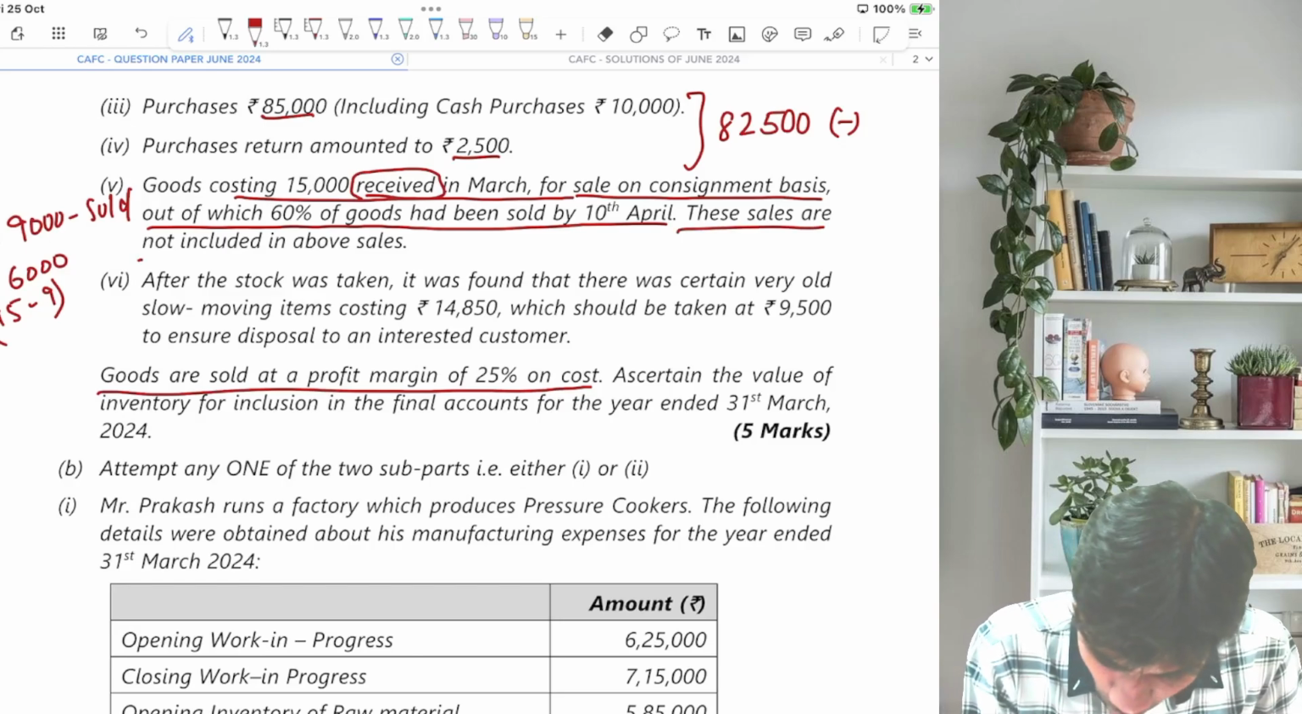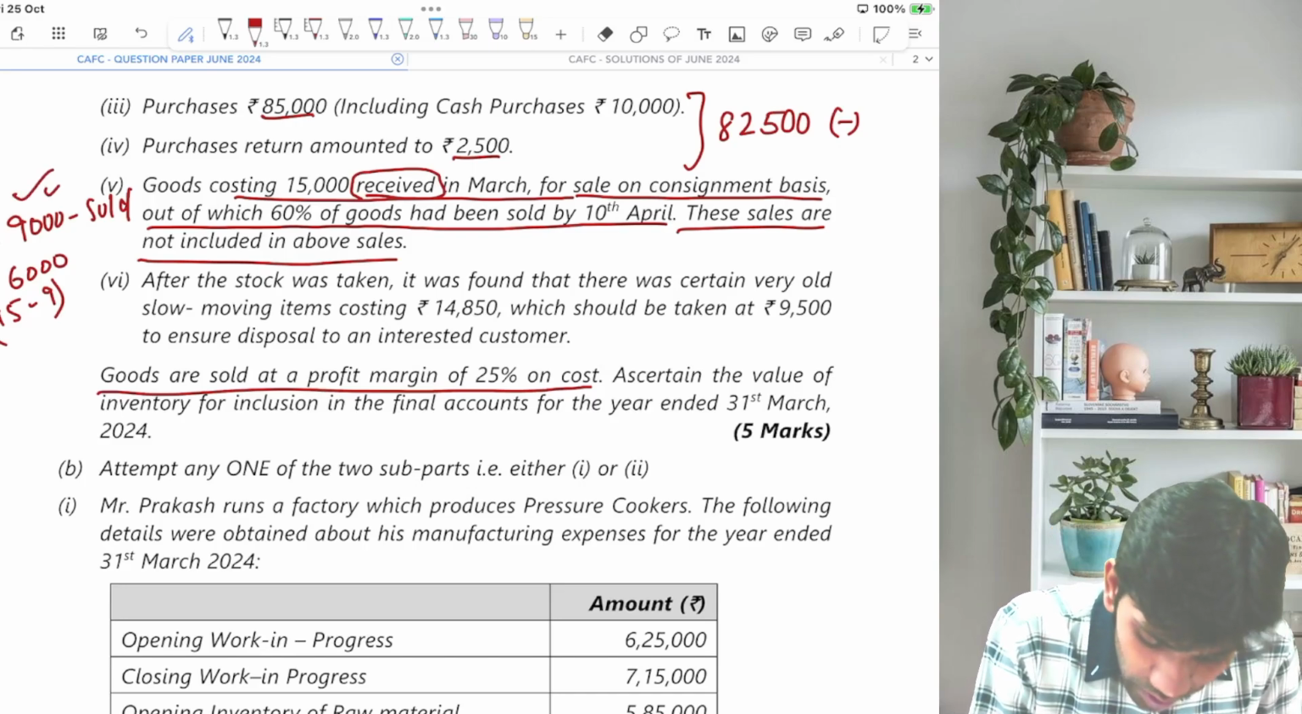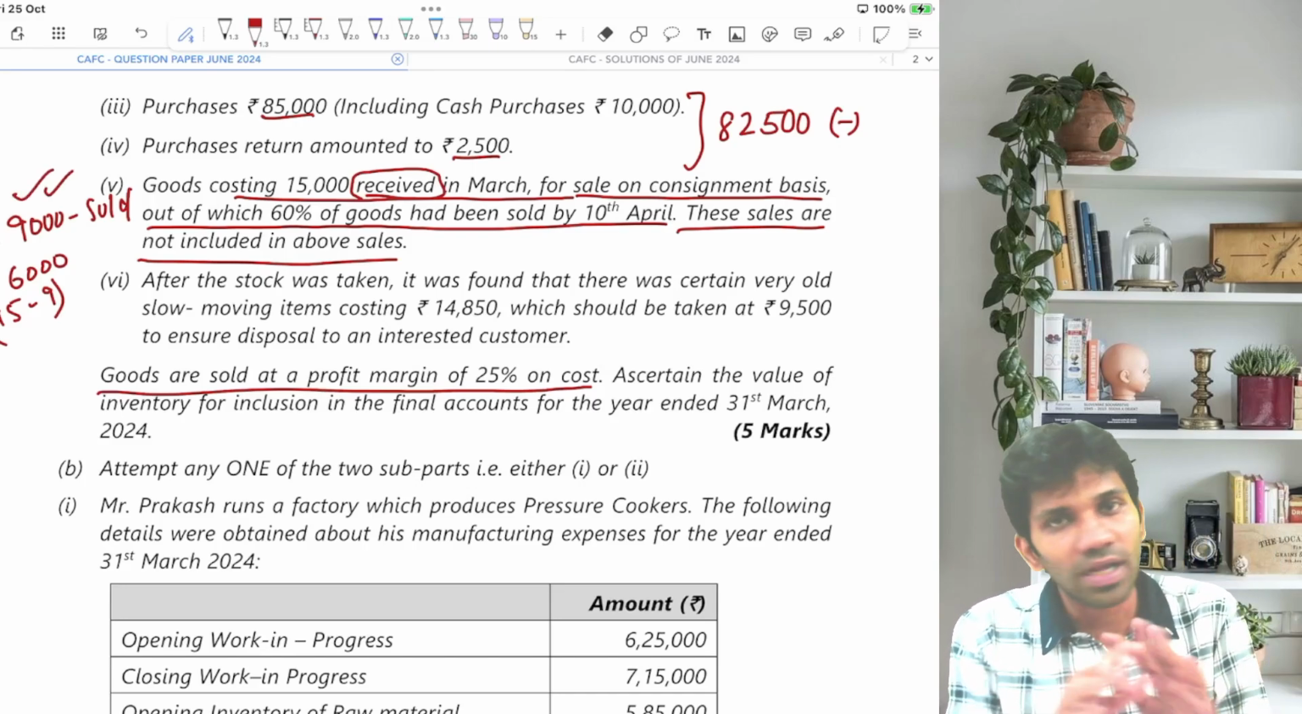These sales are not included in the above sales. And please read this line. The goods which I have sold, they are not included in my sales. So nothing to be done.